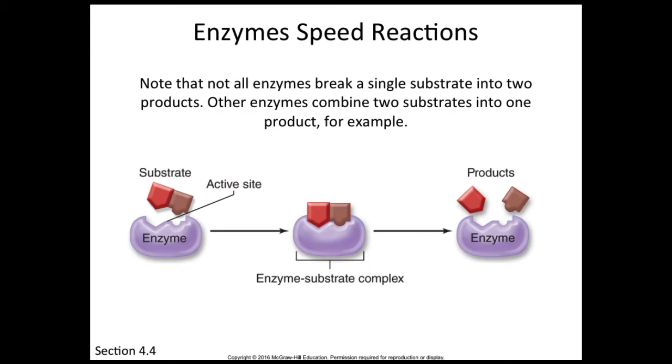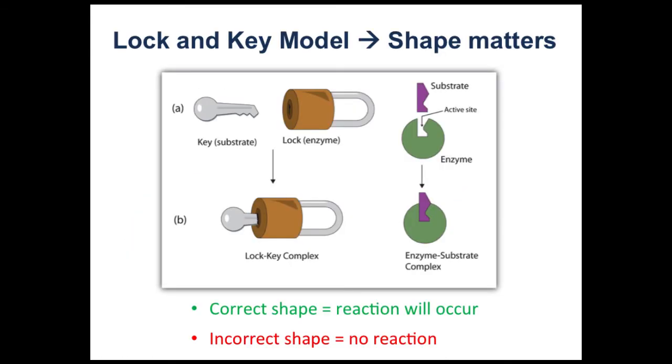Note that not all enzymes break a single substrate into two products. This example we're showing you here does break it into two products, but other enzymes combine substrates into one product, for example. To help us understand how this works, I like to think of this as a lock and key.